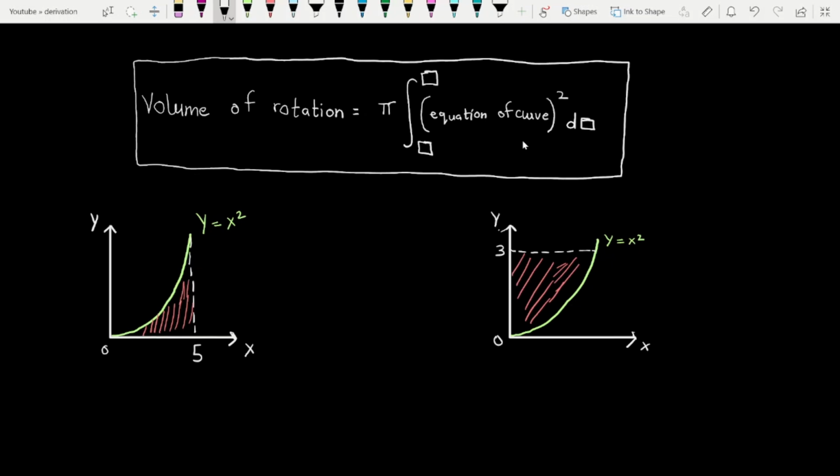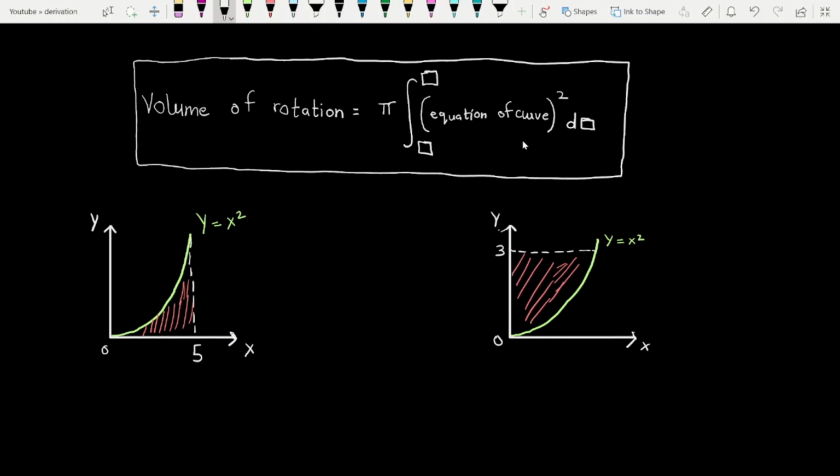So we've already understood how we can find and calculate the area under the curve and the axes. This time we're going to be finding how we can calculate the volume of rotation or the volume of revolution. So what is a volume of rotation or a volume of revolution?